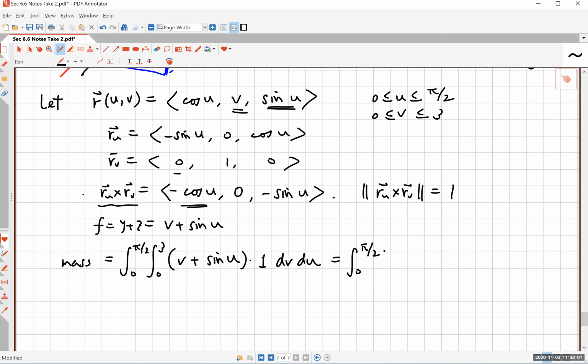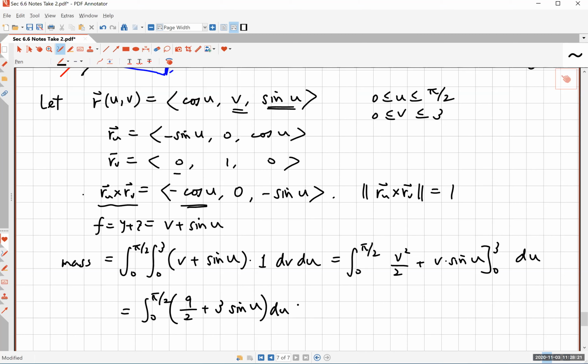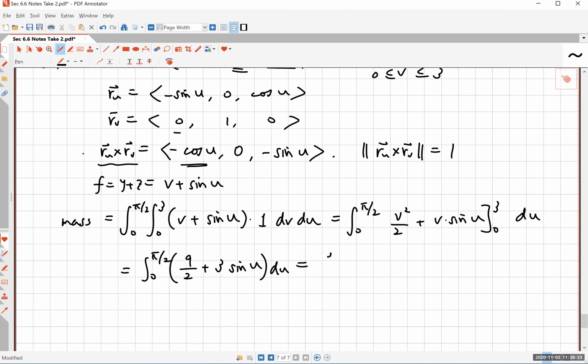So if you integrate with respect to v, you get v squared over 2 plus v times sine of u, and then you go from 0 to 3. And so this will give you 9 over 2 plus 3 sine of u, and then this whole thing has to be integrated with respect to u. So it's 9 over 2 u plus, actually sorry, negative 3 cosine of u as you go from 0 to pi over 2.